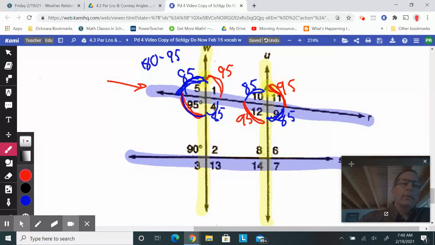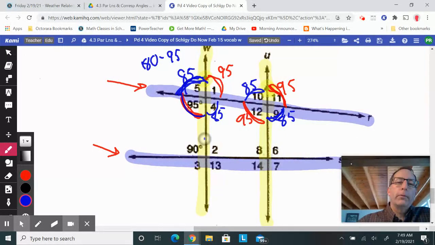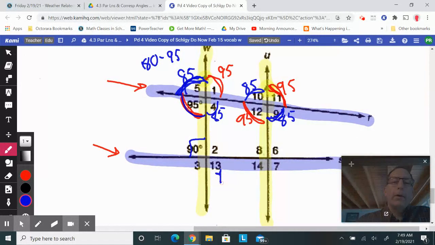Now looking at the second transversal, notice there's a 90-degree angle already labeled. So that's like a box there. Remember, those little boxes represent right angles. Well, 13 is a vertical angle from that, so that also has to be the same measure. That'll be 90, so that's a right angle. Then you have alternate interior angles. Angle 8 and angle 13 are alternate interior. They're going to be the same, so angle 8 has to be 90 degrees also. And if angle 8 is 90, so is angle 7, because they're vertical. So all those angles are going to be right angles.